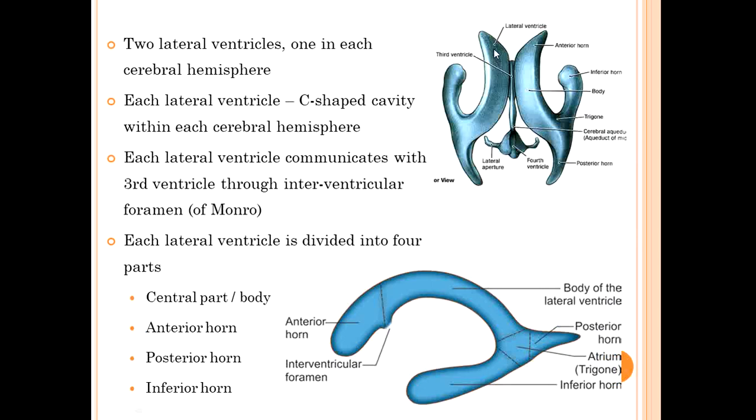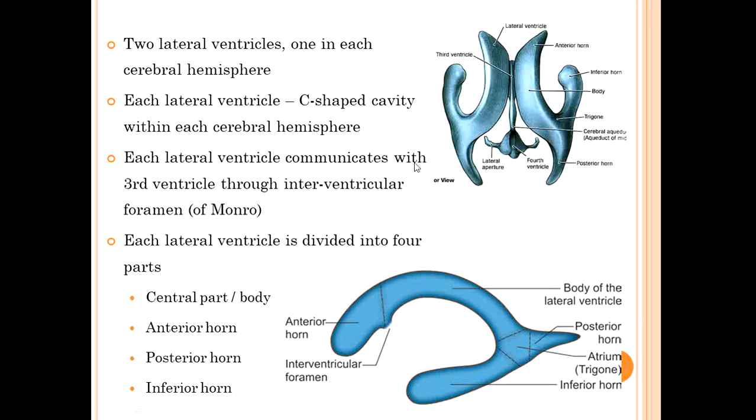Here you are able to see this is the left side lateral ventricle. This is the right side lateral ventricle. So two cerebral hemispheres, there are two lateral ventricles. Here this is left and this is right side. So two lateral ventricles are there. Each lateral ventricle is a C-shaped cavity within each cerebral hemisphere.